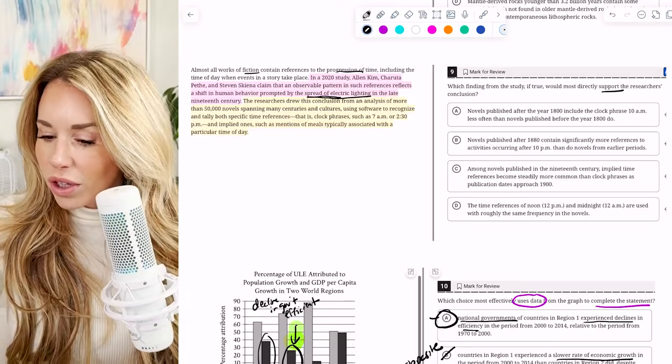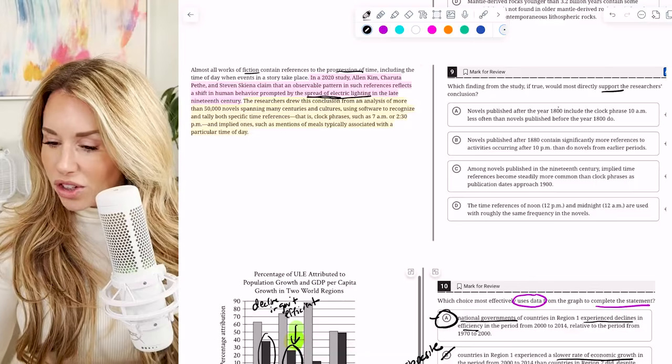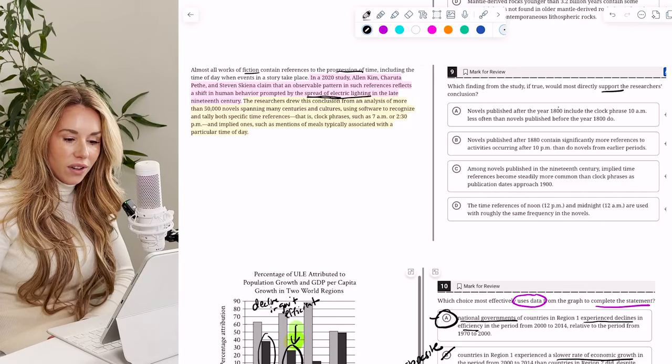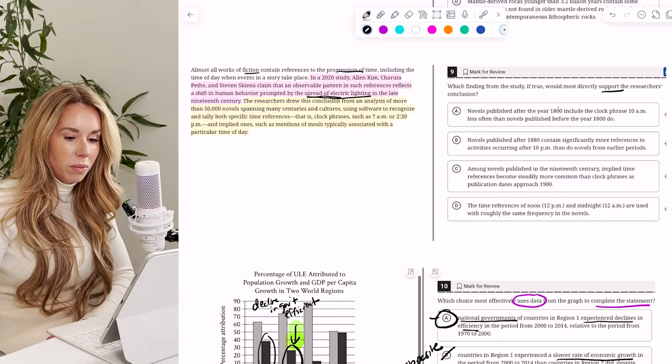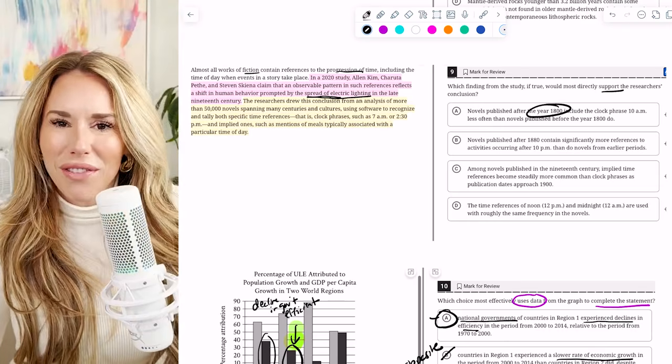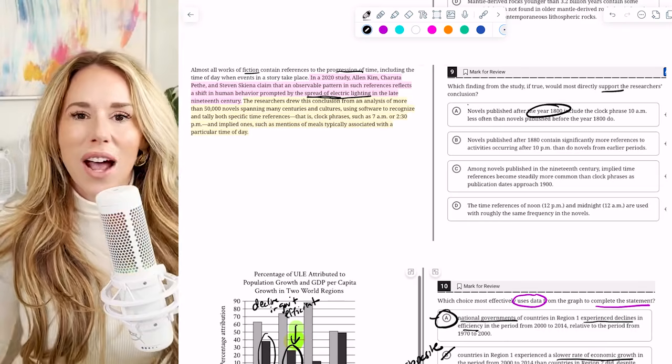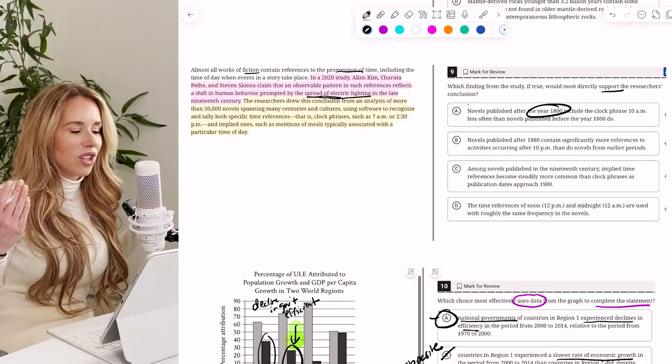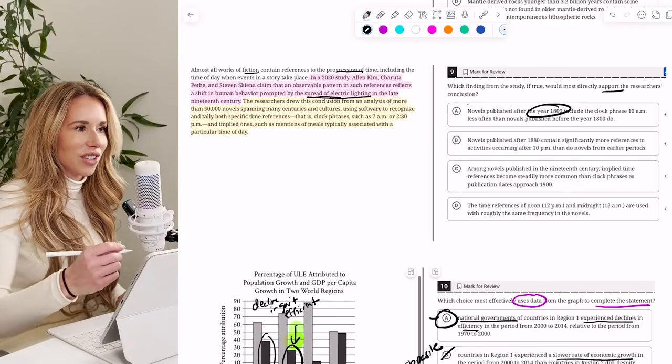Okay, I want to support the conclusion. So we have: novels published after the year 1800 include the clock phrase 10 a.m. less often than novels published before the year 1800 do. First of all, the year 1800 is definitely not when electricity came out. So how would that even help us show the change with the spread of electricity?